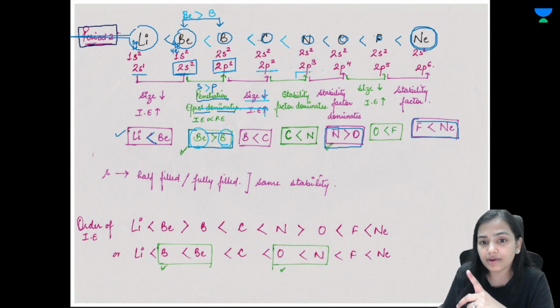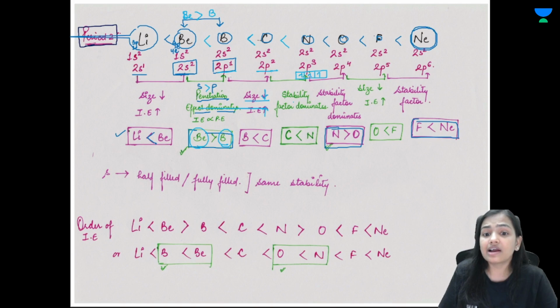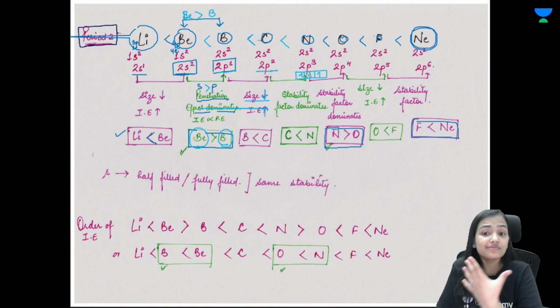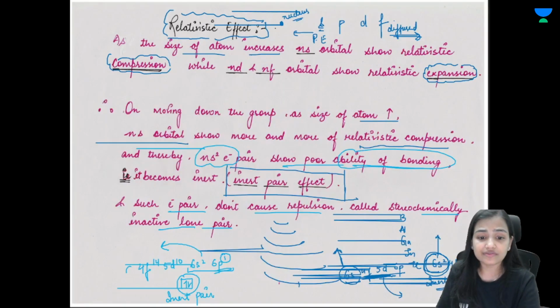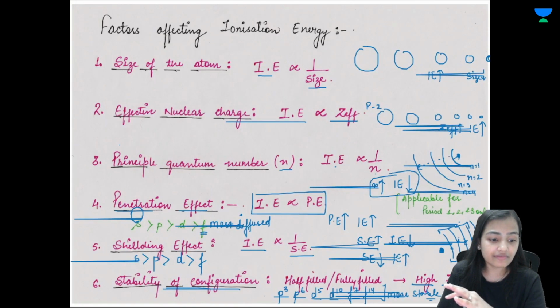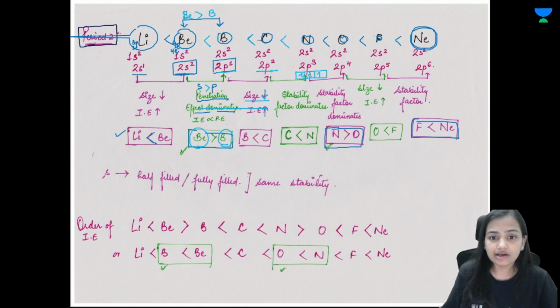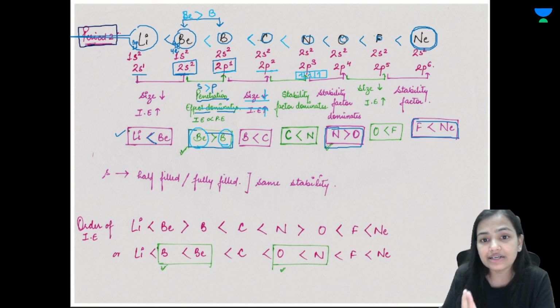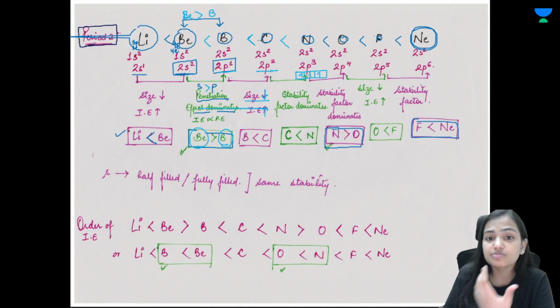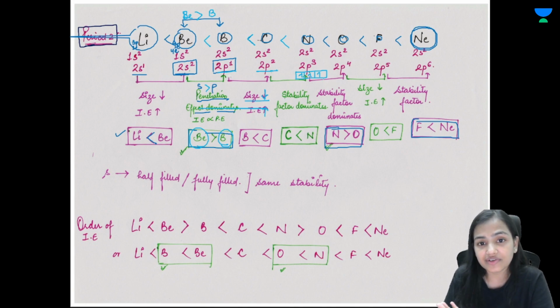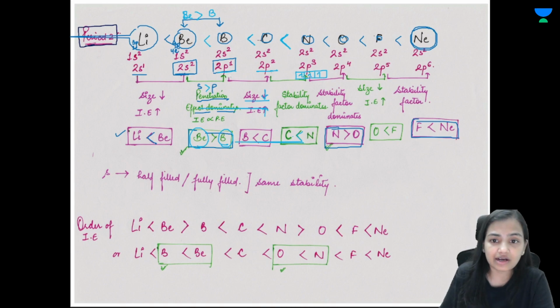In the p orbital we have three orbitals, 1, 2, 3, and this is a half-filled configuration. We have seen in the factors that affect ionization energy that whenever we have half-filled or fully filled configurations, there will be more stability. So ultimately, when the nitrogen configuration is more stable, it requires more energy to remove an electron. So definitely nitrogen will have more ionization energy than carbon.